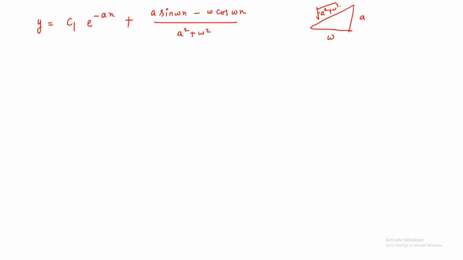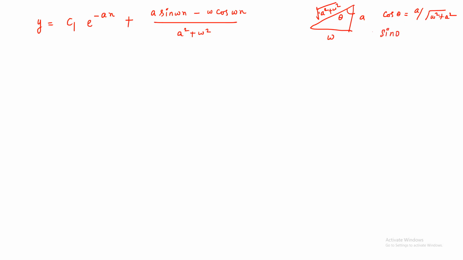So in order to, A sine omega x minus omega cos omega x, over A square plus omega square. If you consider this to be A and omega, then this hypotenuse will be root of A square plus omega square. If you consider this to be theta, then our cos theta will become A by root of A square plus omega square.